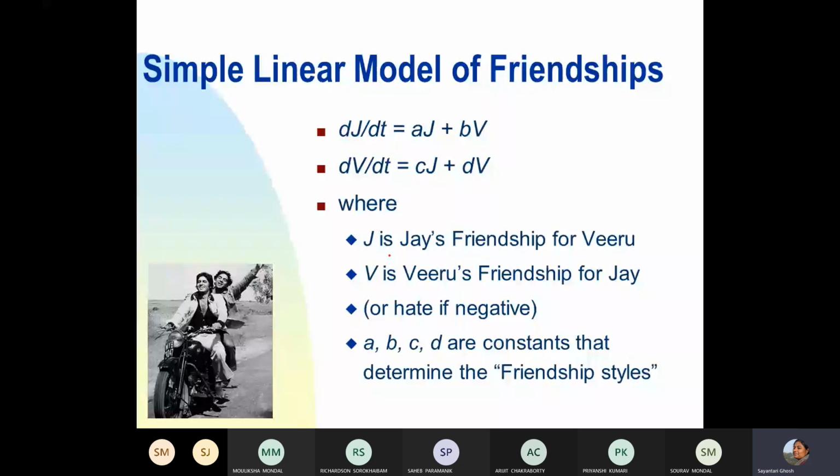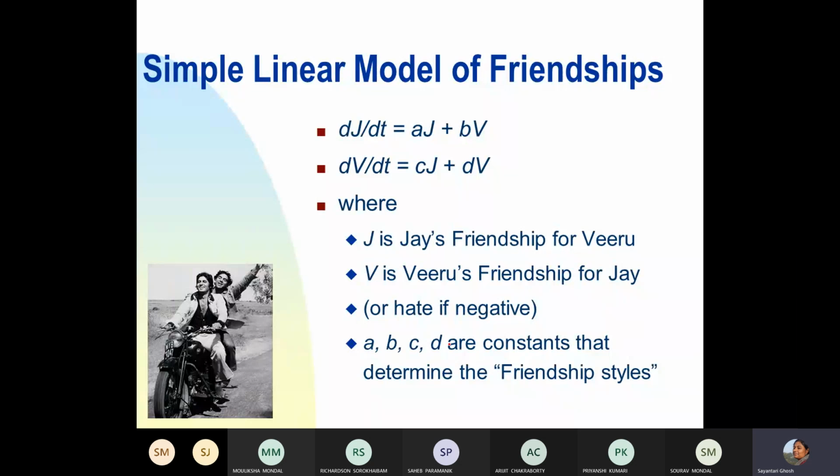A, B, C, D are all constants, and we will see how versatile this could be to determine different friendship styles. So this is a simple model that tells you how Jay's feelings for Viru and Viru's feelings for Jay can change over time, depending on how they are reacting to each other's actions and each other's affections as time goes on.